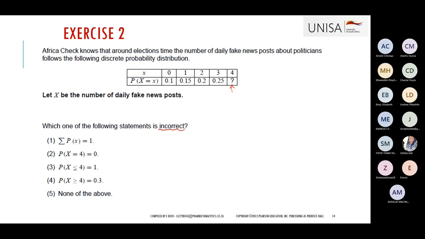Firstly, you must establish what the probability for four is and then cancel out the correct ones so that you can get the incorrect one. Yes, and that's exactly what I did. And I did find one of the incorrect ones. I was just more concerned about the fifth one as a statement that's incorrect, because that statement is incorrect.